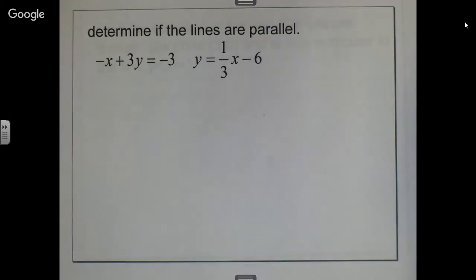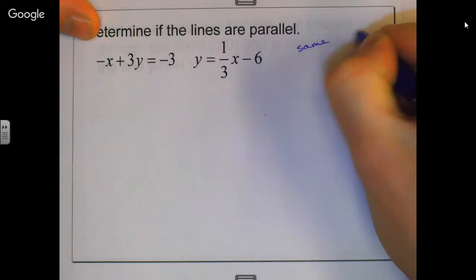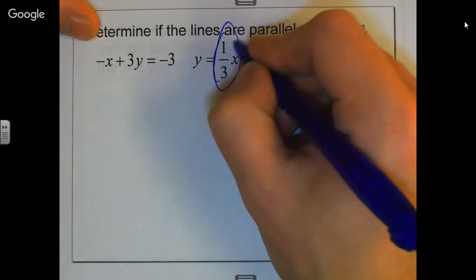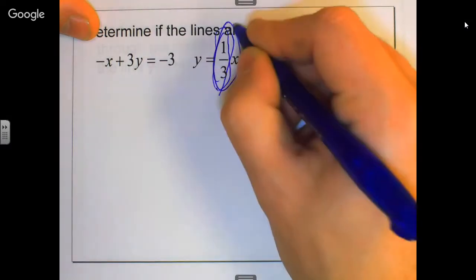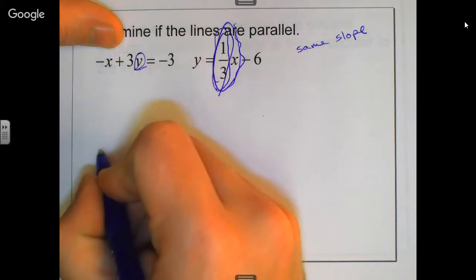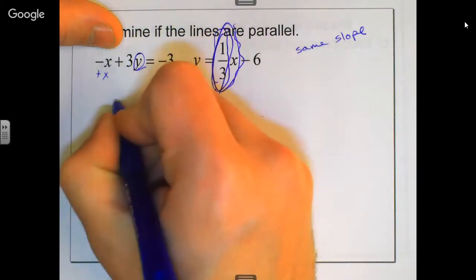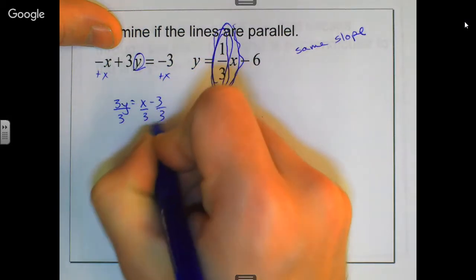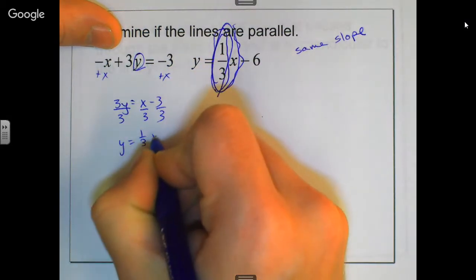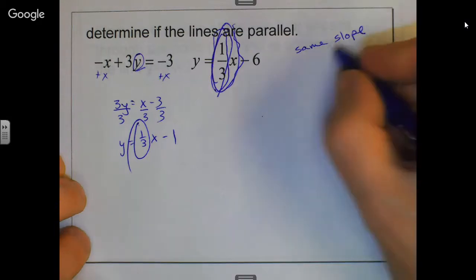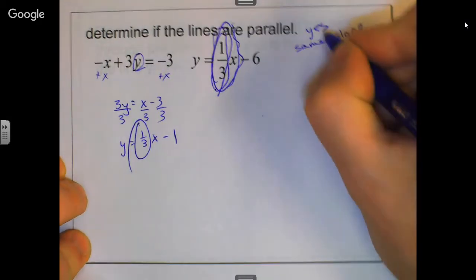If I give you this one, the negative reciprocal of this is positive 2/3. Determine if the lines are parallel. Well, we just said that if they are parallel, they have to have the same slope. Well, the slope of this one is 1/3. Okay. Well, I can't just look at this and find the slope. I'm going to have to solve it for y. So I'll add x to both sides. 3y equals x minus 3. Divide everything by 3, you get y equals 1/3 x minus 1. So the slope of this one is also 1/3, making them parallel. So yes, they are parallel because they have the same slope.